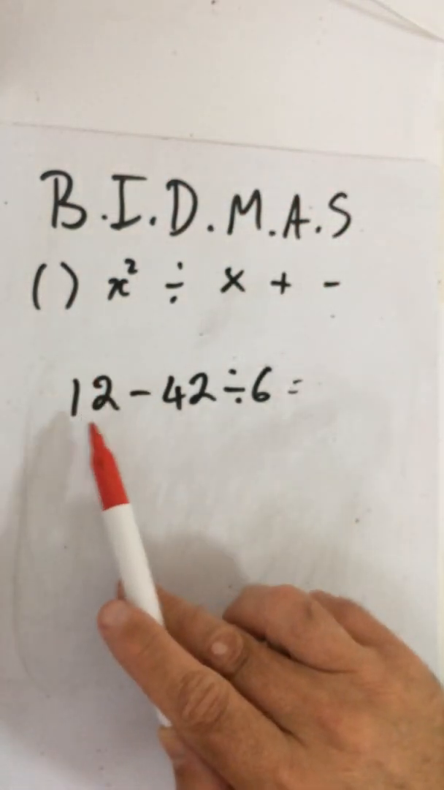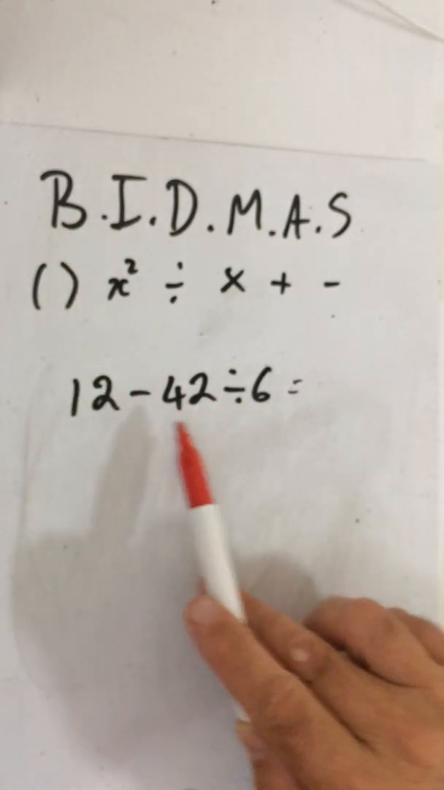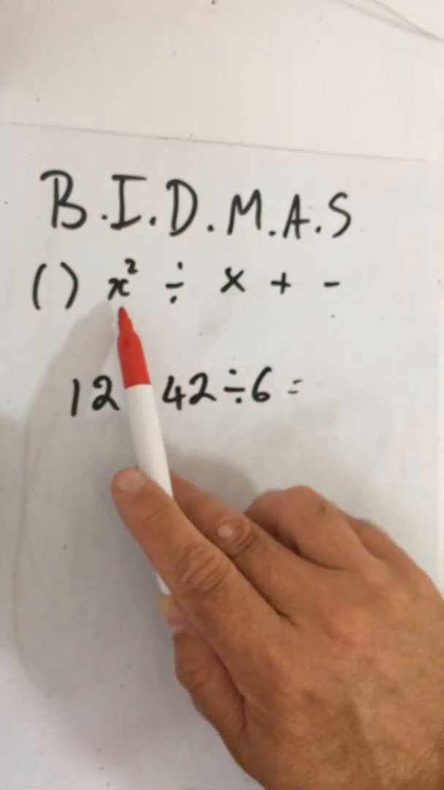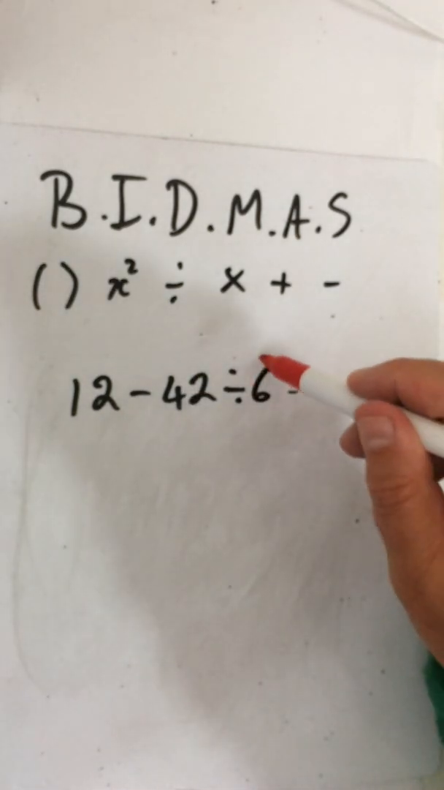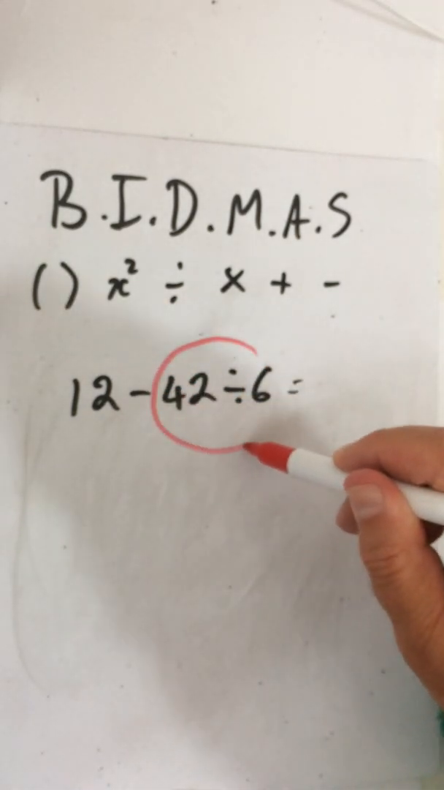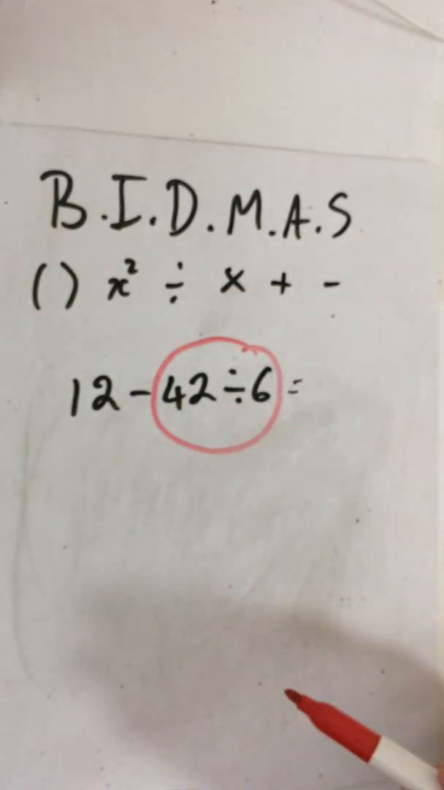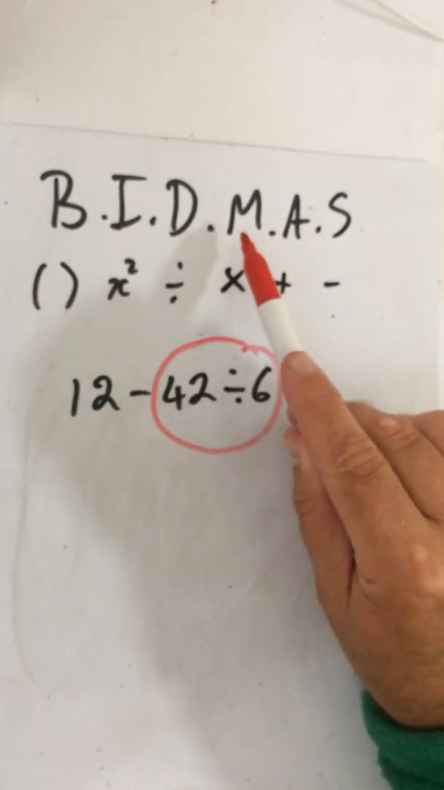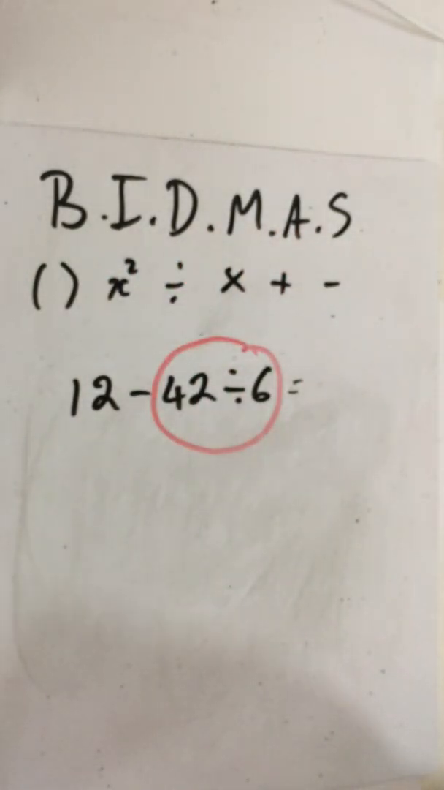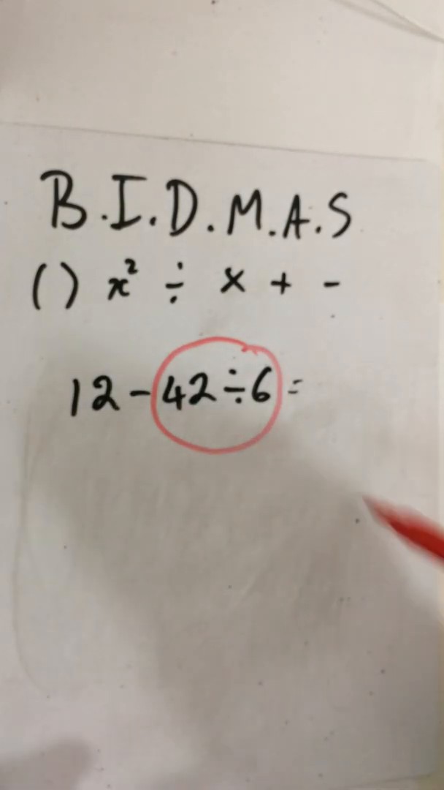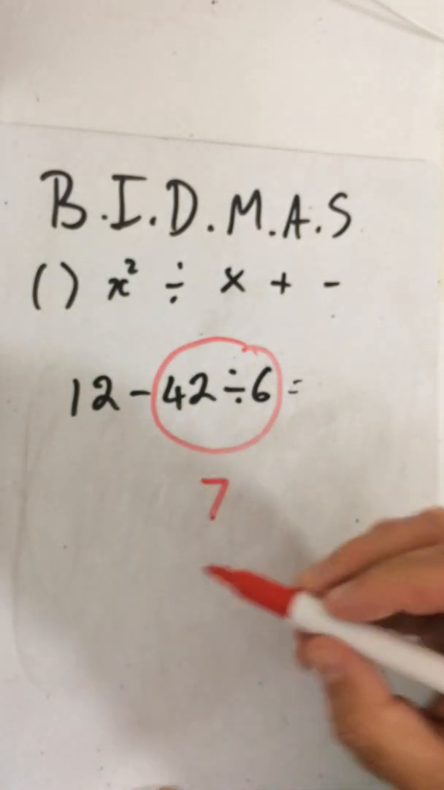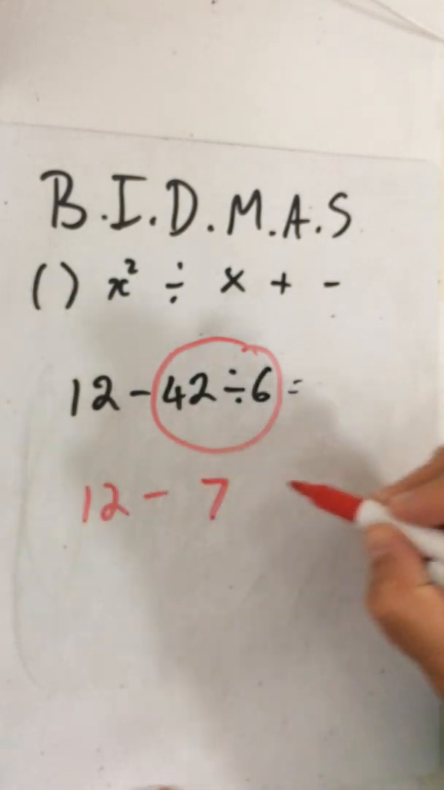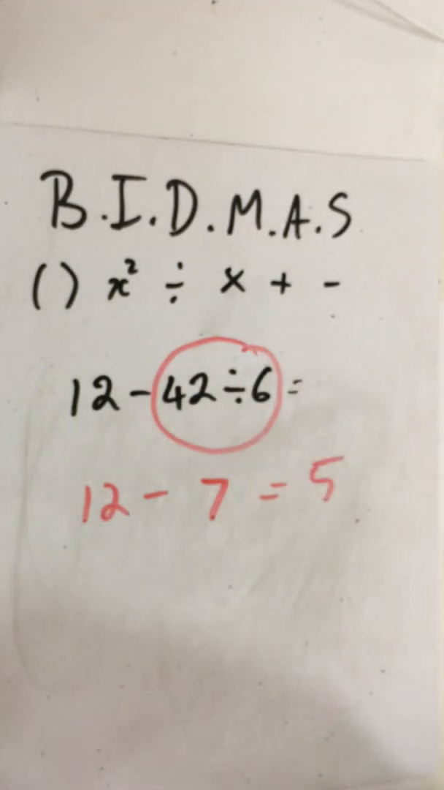Now, have I got any brackets? No. Have I got any indices? No. Have I got to divide? Yes. Okay, so that means I have to do this dividing sum before I do anything else, because divide comes before the others in BIDMAS. Okay, so therefore 42 divided by 6, how many 6s are in 42? 7. So then we keep the rest the same. 12 take away 7 equals 5.